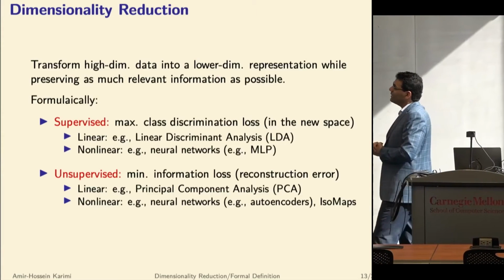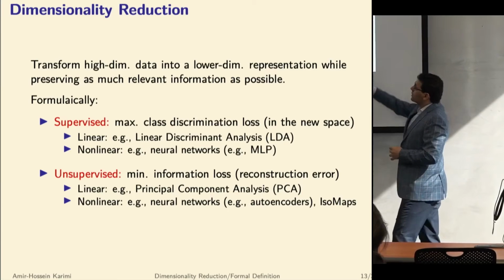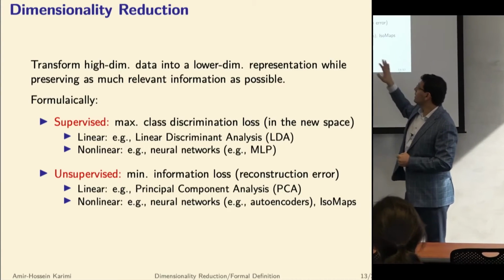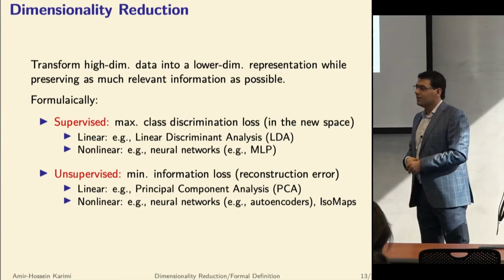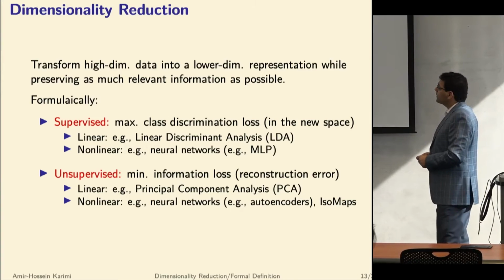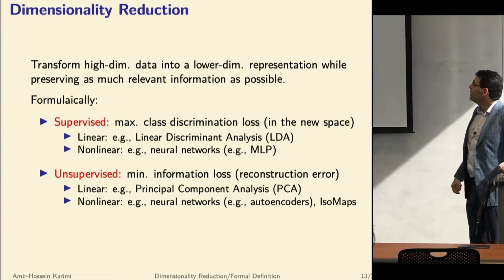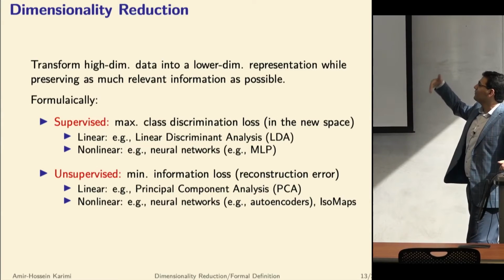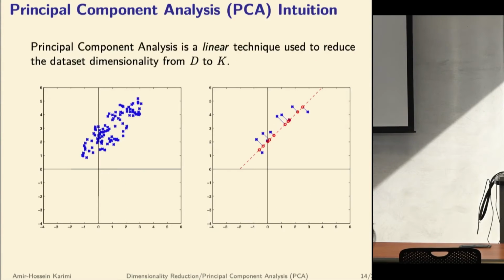To add some names in case you want to jot them down and look them up afterwards: in the case of supervised dimensionality reduction, we have LDA for linear methods, and we have neural networks or autoencoders as a nonlinear approach. And when we do not have labels, for unsupervised dimensionality reduction, we have PCA, or principal component analysis, which is the focus of today's lecture. And we have, again, Isomap or other forms of neural networks to do nonlinear transformations.